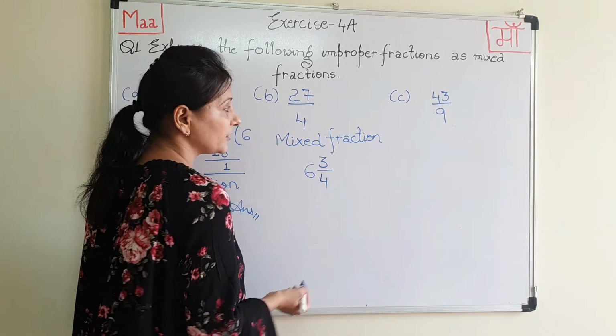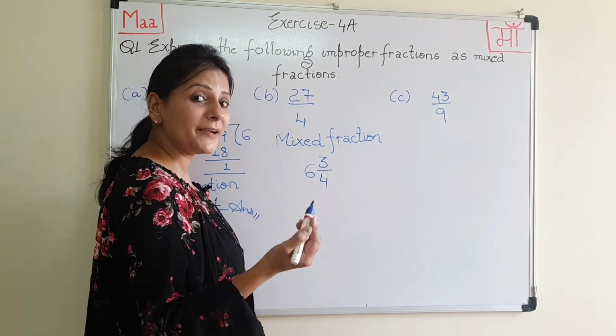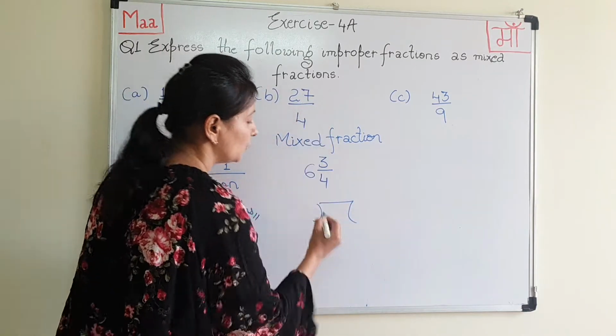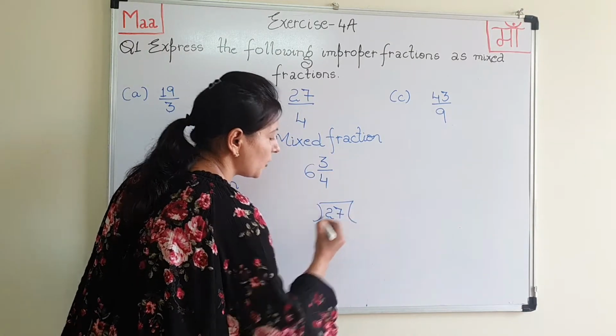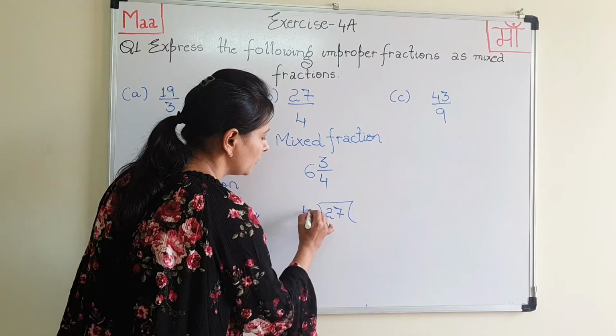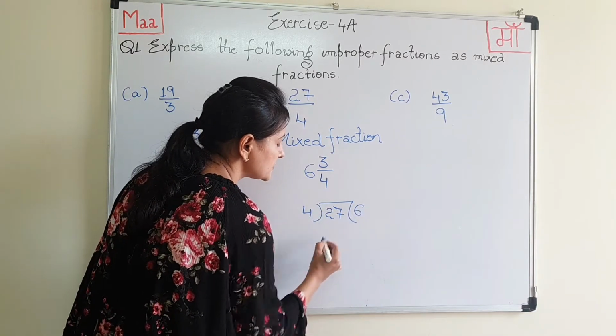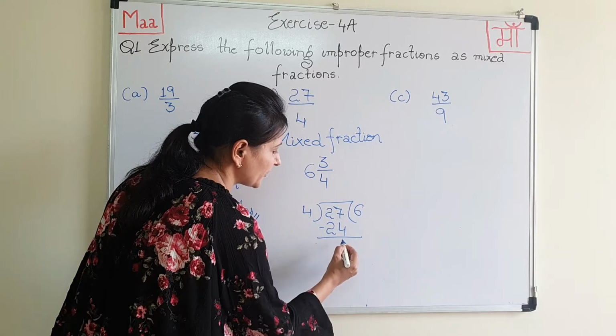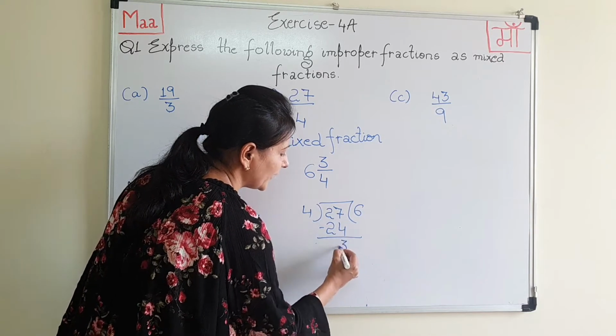Okay, this I have done directly. If you want to check it by division, that also you can do. Just make the format of division. Put this 27 inside the format of division and divide it by 4. Again, 4 6 are 24. Write down 24 under 27. Subtract it. What you will get? You will get 3 here.